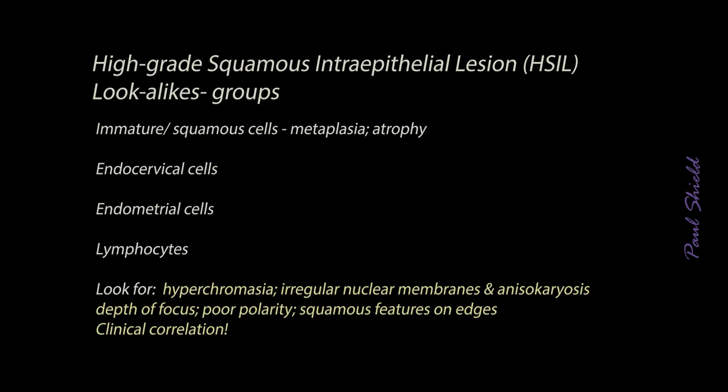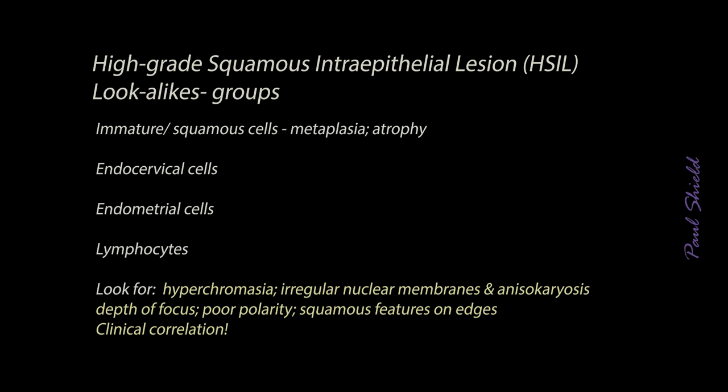So it's important, one, to identify nuclear abnormalities, and variation in nuclear size and shape is very helpful in this regard, hyperchromasia, coarse chromatin, and then look at the architecture of the group. So does it have depth of focus of greater than 2 nuclei? Is it showing poor polarity, overlapping disorganization? Are there squamous features around the edges? So make sure that they've got that well-defined cell border. And finally, correlate with clinical notes.